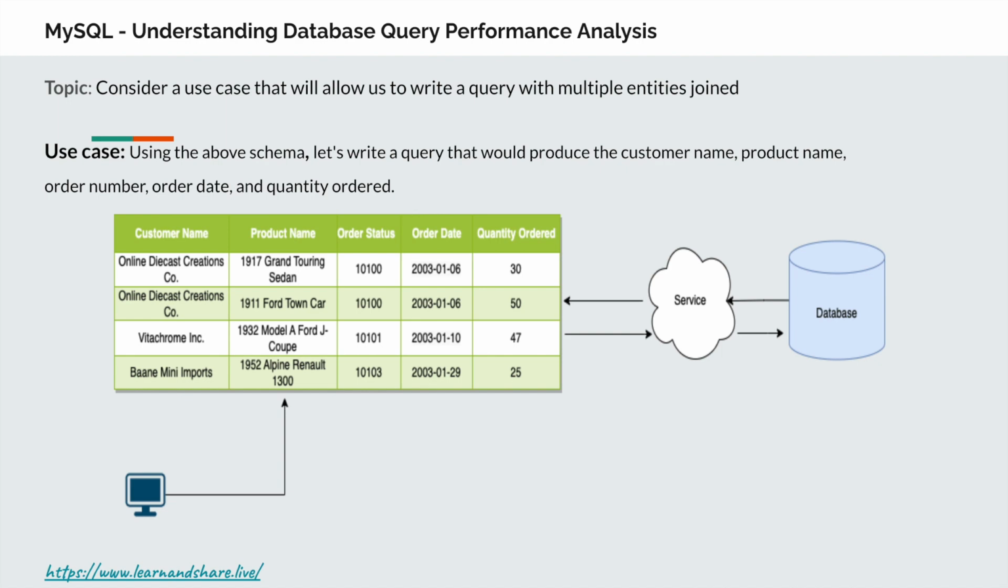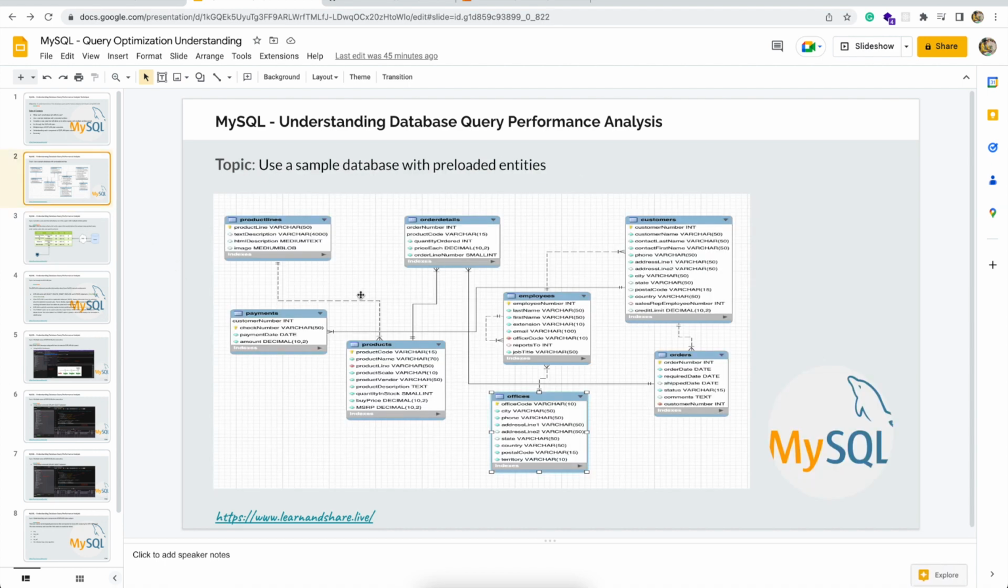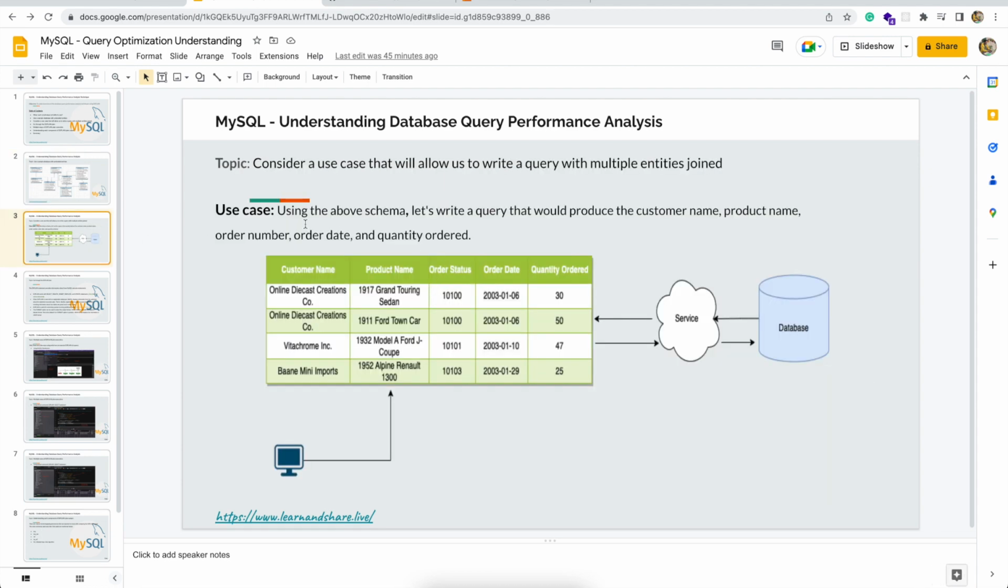So before I move further, let's try to write a query for this specific use case. And as I said in the beginning, I'll be using a sample database schema which has these many entities present, and I'll be using some of these tables to prepare the query for this specific use case, right? And for this session, I'll be using MySQL Workbench as a tool to connect to the database and to write the query.